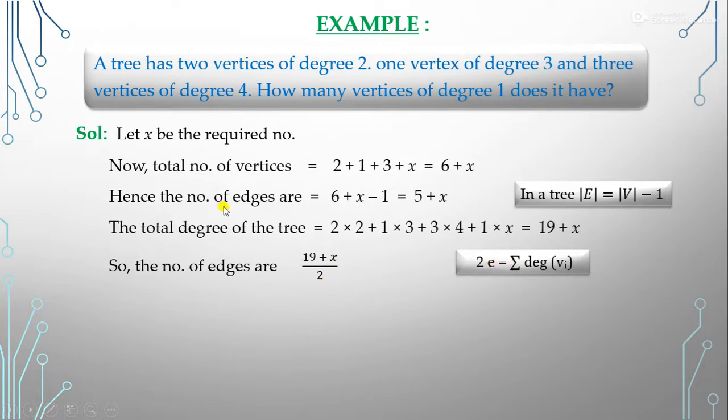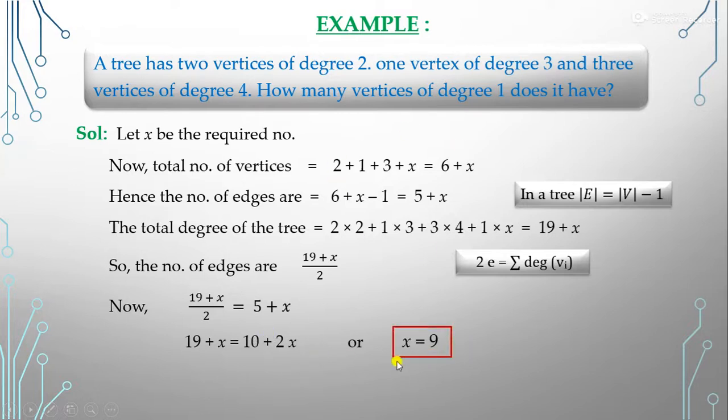Now we have the number of edges as 5 plus x, and also as (19 plus x) by 2, and we talk about the same tree, so we can equate them. (19 plus x) by 2 is equal to 5 plus x. From this we calculate x, and it gives x equal to 9. It means that we have a total of 9 vertices which have degree 1.